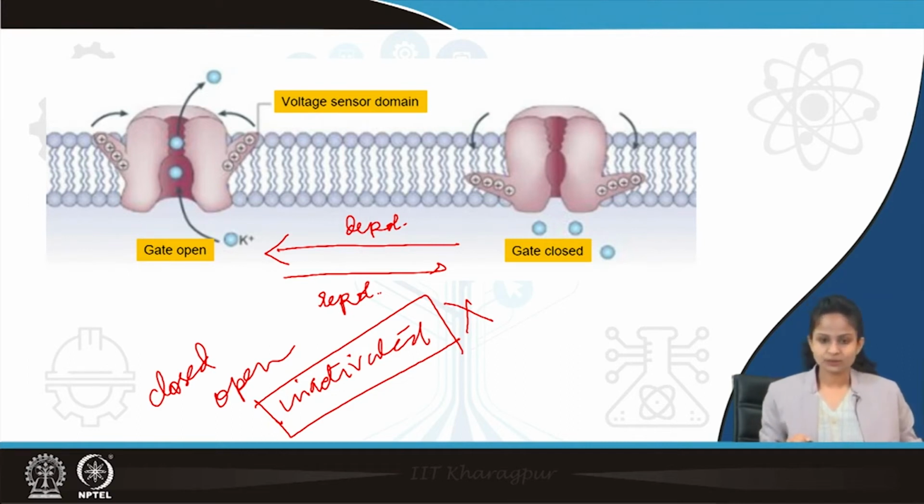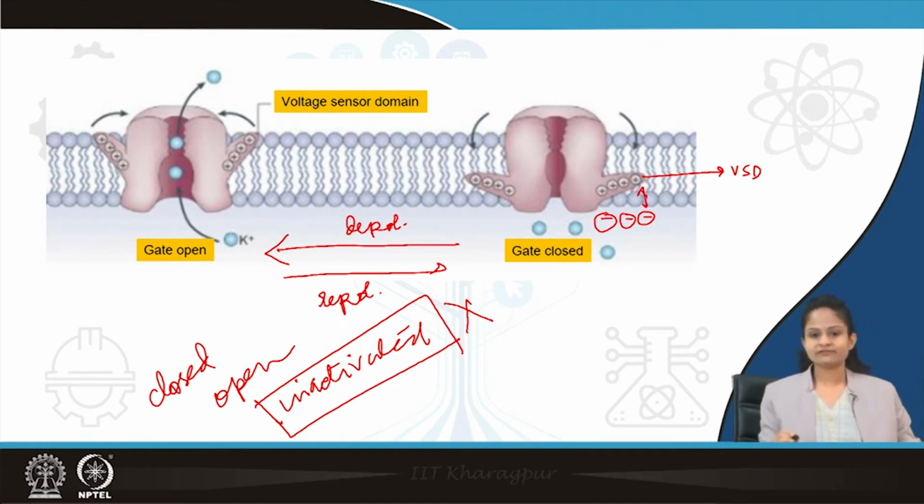Now, how does this gate open? Initially, when the gate is closed, electronegative charges are present inside the cell. This is the voltage sensor domain of the S4 segment, which is highly electropositive. So, when electronegative charge is present inside the cell and this voltage sensor domain is highly electropositive, there is an attraction between the two.